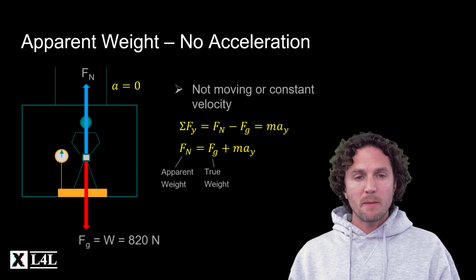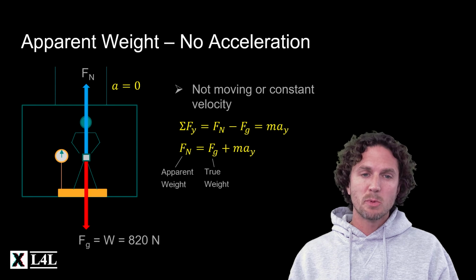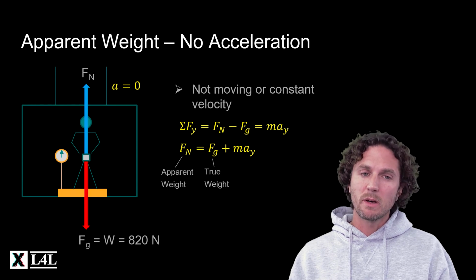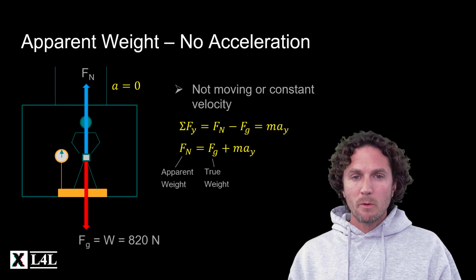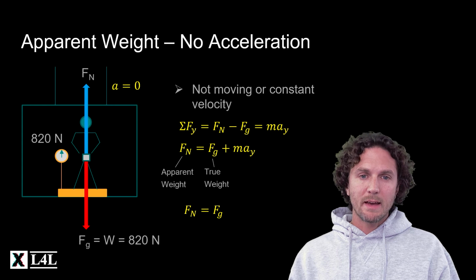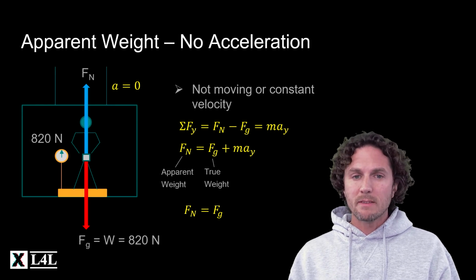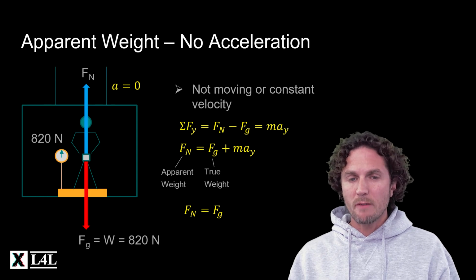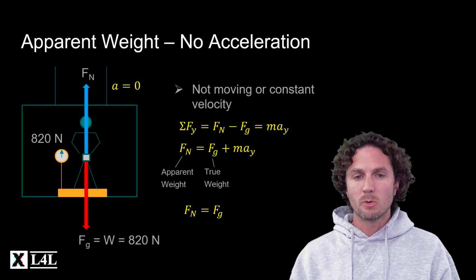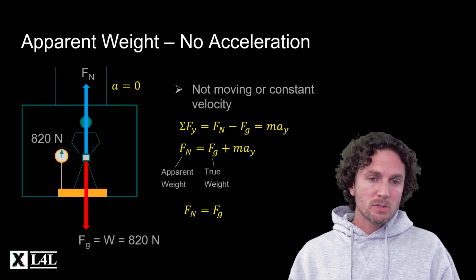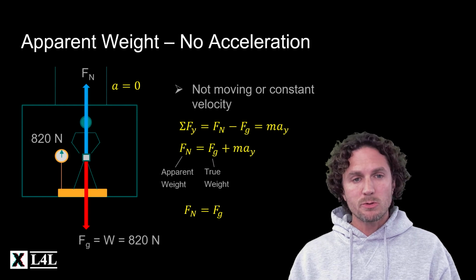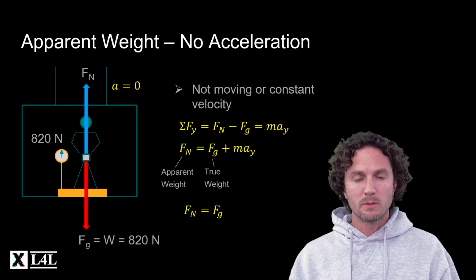When you're stepping on that scale, what you're actually reading is how hard the scale is pushing back on your feet. That's really what it's measuring. It's measuring your apparent weight. However, when the acceleration in the y is 0, then the only thing left is that the normal force is equal to the force of gravity. The whole mass times acceleration goes away. And so with 0 acceleration, the scale is reading your apparent weight, which is equal to your true weight, as you can see, 820 newtons.